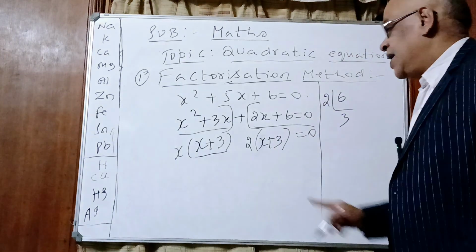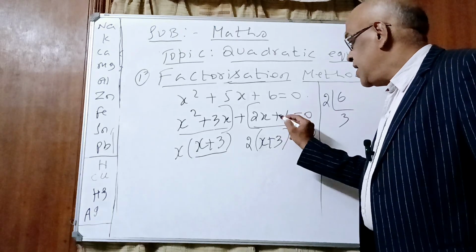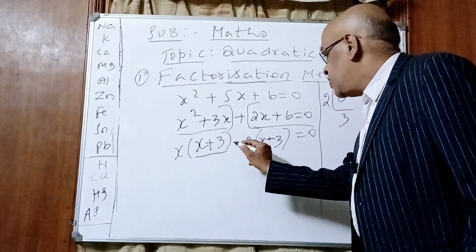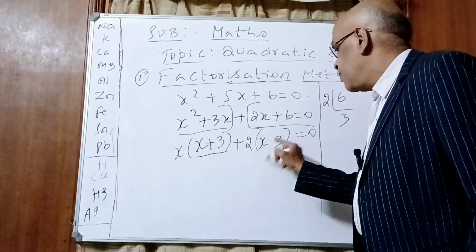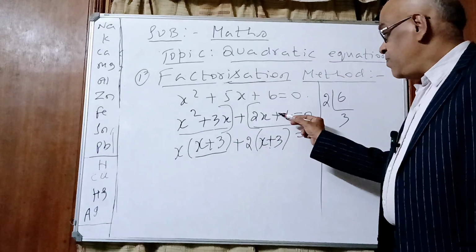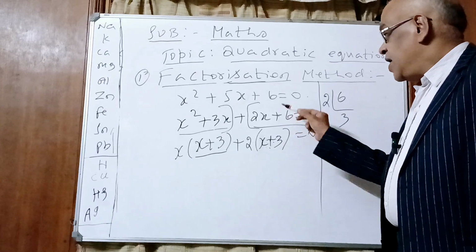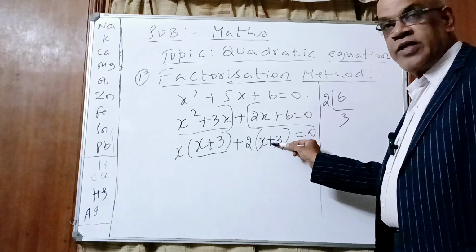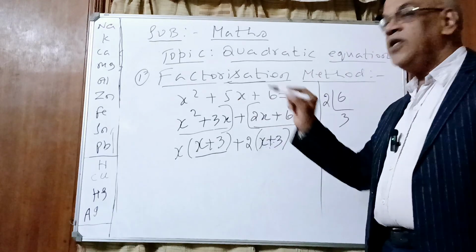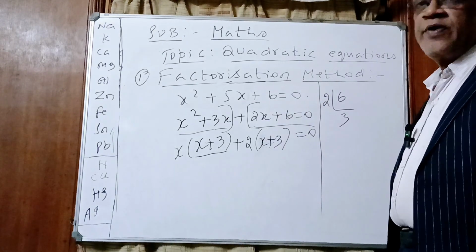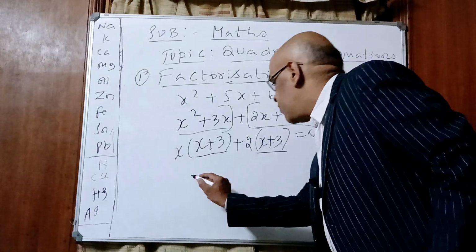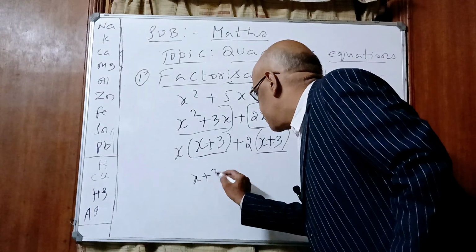Now look at it, children. Now what is the sign here? Plus. Same sign remains, outside it will be plus. If minus is there, minus is there in the bracket also. Same sign, outside plus. If the sign changes, outside it will be minus. We will solve those types of sums next. Now, come, children. x plus 3 is a common factor, write it.